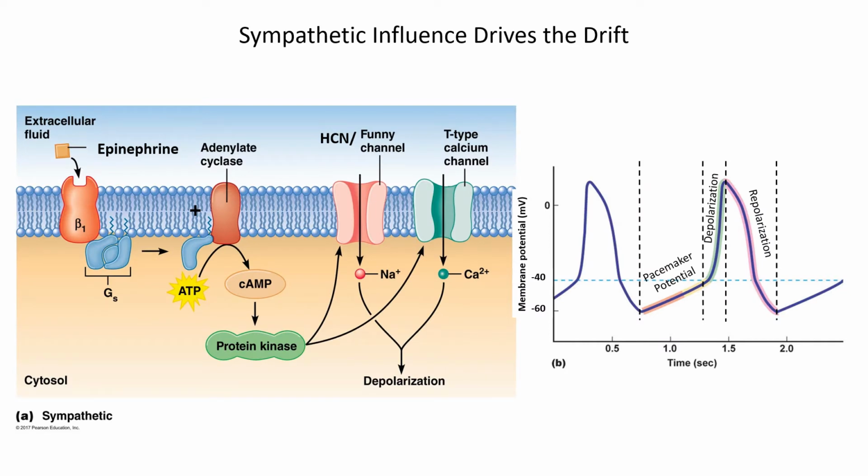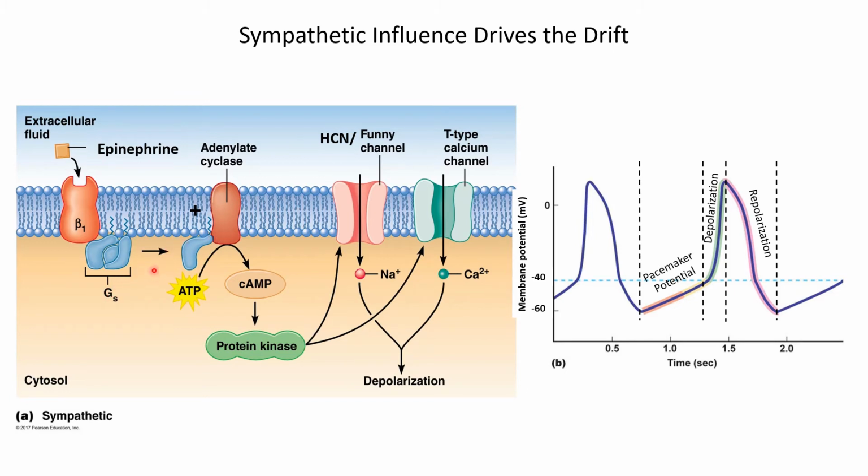So let's just visualize what this looks like with our channels. If we're looking at the sympathetic drive on the drift, what's actually happening is we're having epinephrine, and to a small extent we'll have some norepinephrine going to the heart as well. You'll see that in a lot of the diagrams, but primarily it's epinephrine. It's going to come down, hit that beta-1 receptor. That's going to activate our G protein.